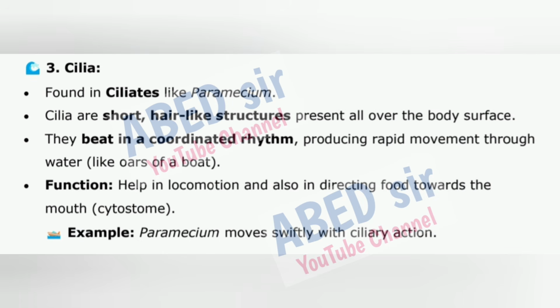3. Cilia. Found in ciliates like paramecium. Cilia are short, hair-like structures present all over the body surface. They beat in a coordinated rhythm, producing rapid movement through water, like oars of a boat. Function, help in locomotion and also in directing food towards the mouth, cytostome. Example, paramecium moves swiftly with ciliary action.